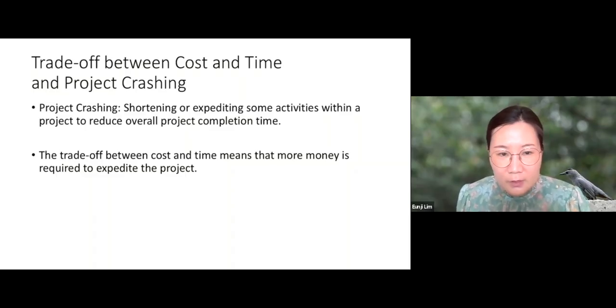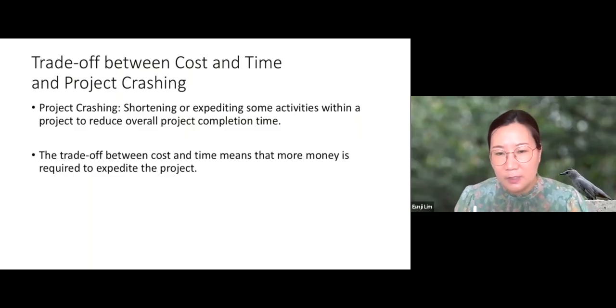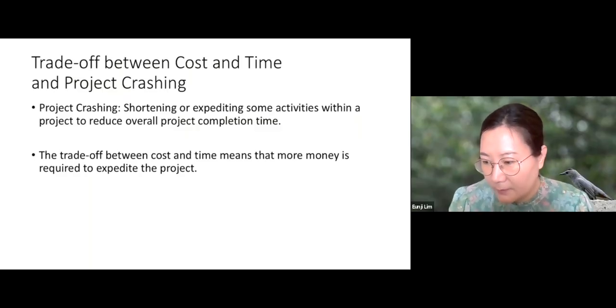But to reduce the completion time, we need more labor and we need to invest more money. So the faster we want to finish a project, the more money we need to invest. So there is a trade-off between cost and time. So the main question we have is how to expedite the project with the least possible cost. So we'll take a couple of examples and we'll see how to do project crashing.